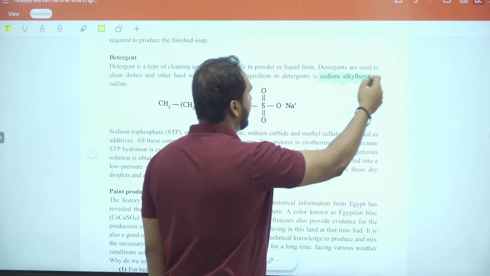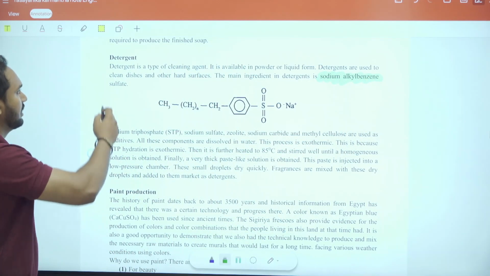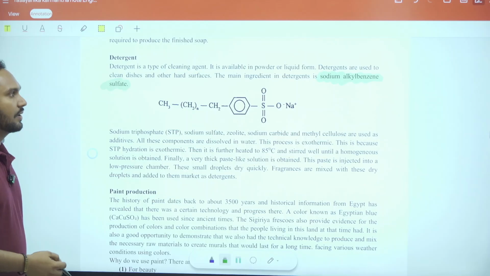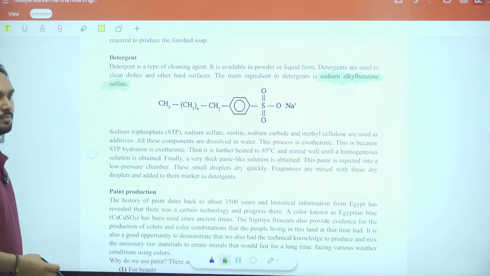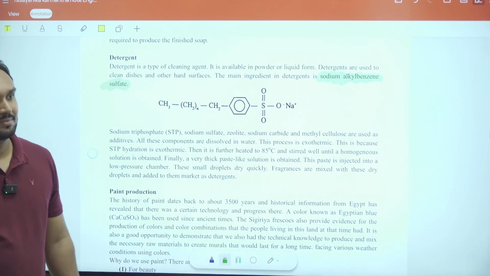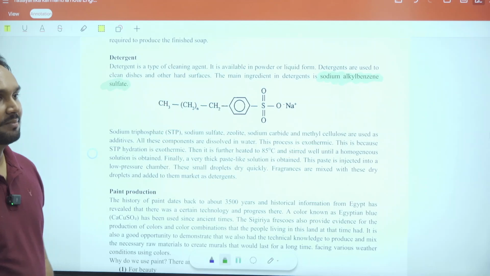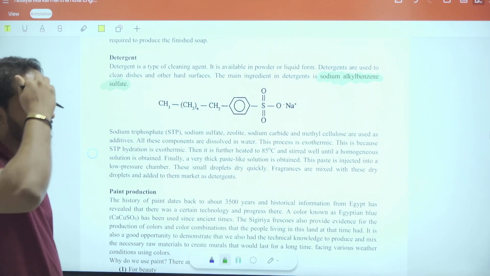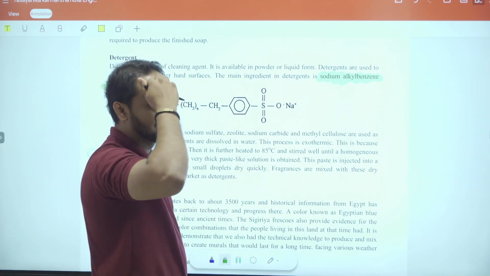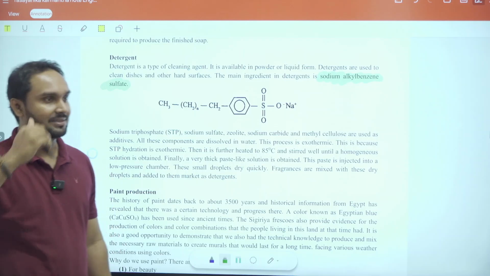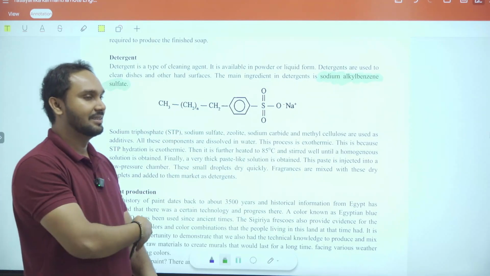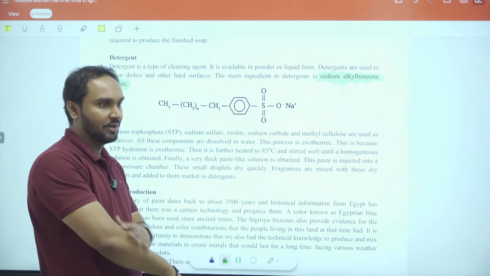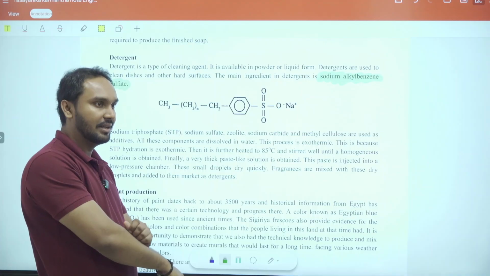Sodium alkyl benzene sulfate. Now, can this be in your soap? No, because this has more cleaning power, which means it takes out all the things in your skin, including sometimes the natural oil on your surface. So it will make you really dry.